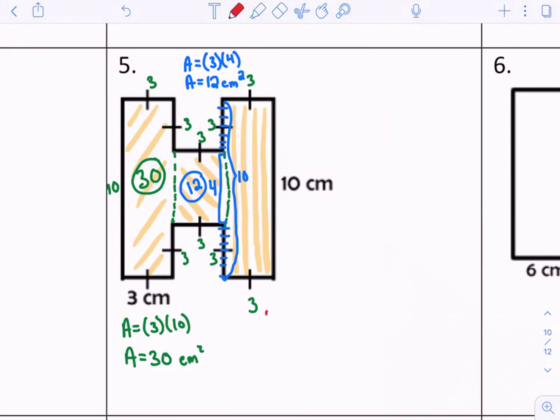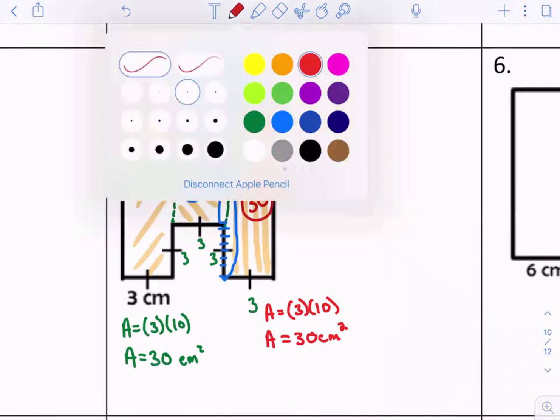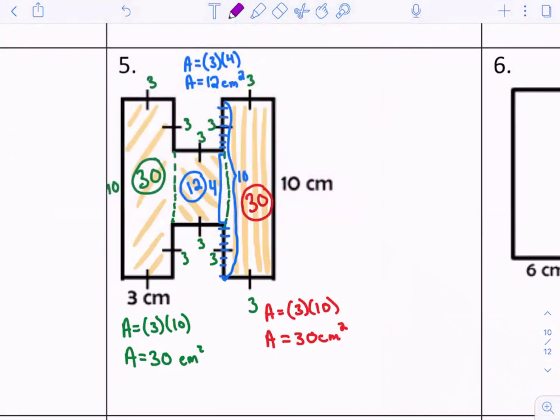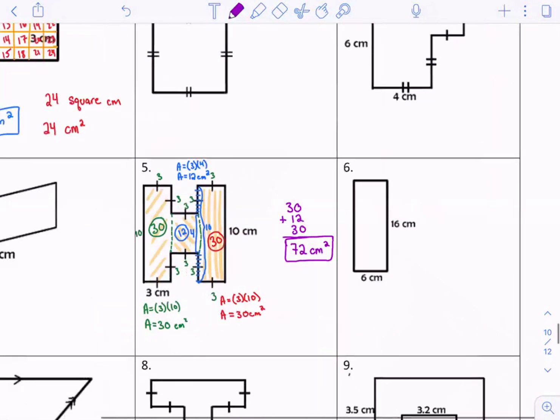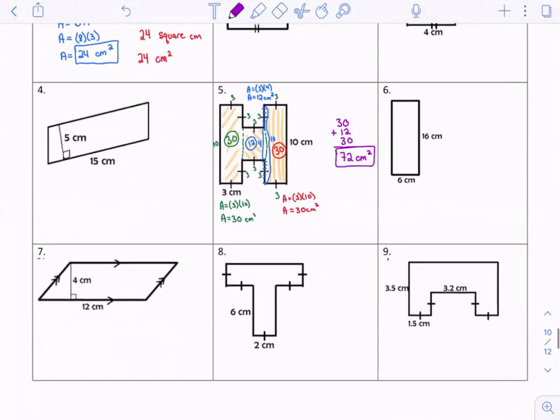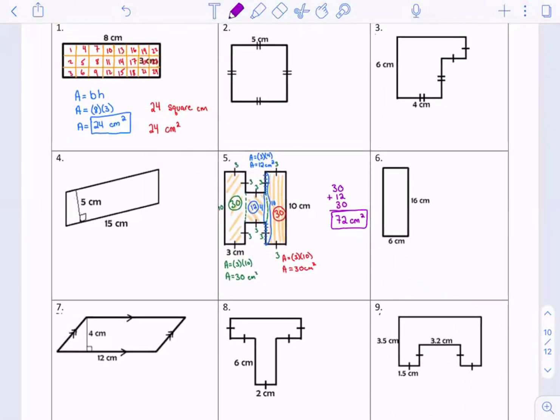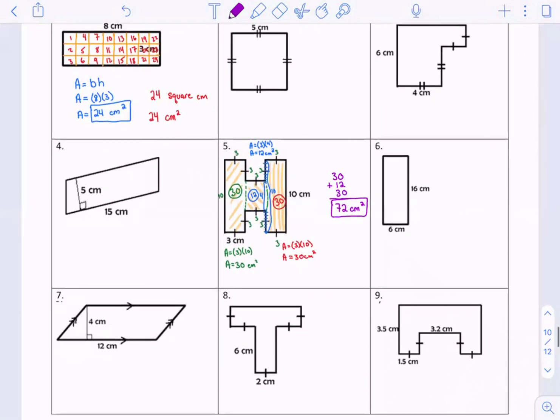I think that third rectangle is the same as our first. Base of 3, height of 10, giving us 30 square centimeters. But now we need to find the total of the shape. So simply add all 3 amounts, giving us 72 square centimeters. It's like a puzzle. It's kind of fun. So I think that's pretty fair, and I think the rest of these are also pretty doable. Yes. Okay, so you agree with that.